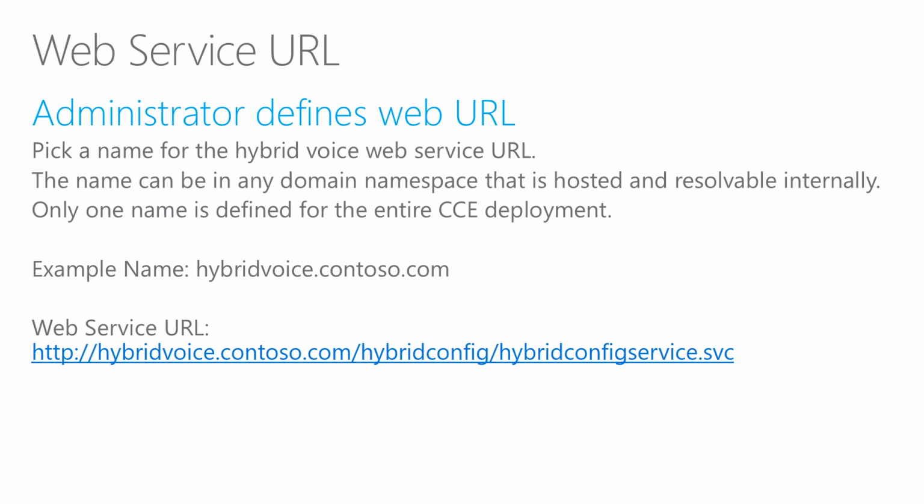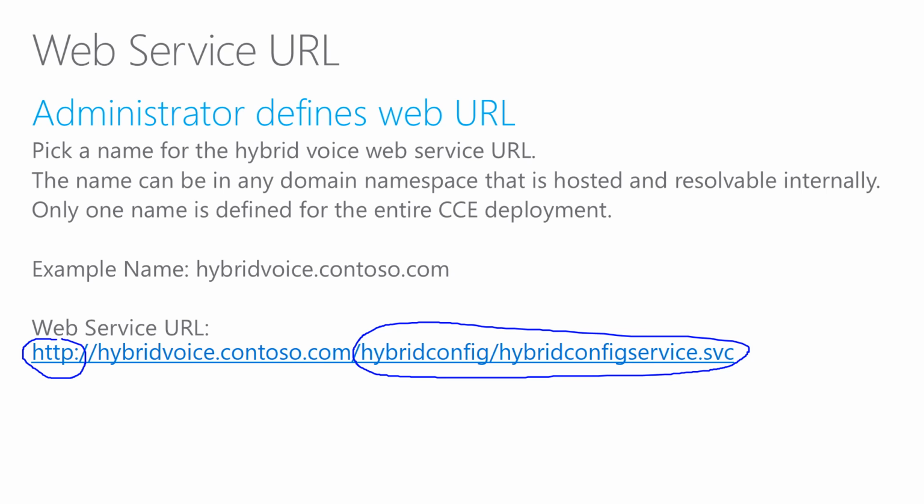Following is a sample of the web service URL. Your web service URL would be identical to the last section following the .com. Note also that the web service URL is HTTP. We chose to use HTTP to avoid extra administrative overhead. We are only returning the hybrid voice configuration information to internally connected clients. You will not be resolving this URL to external clients.